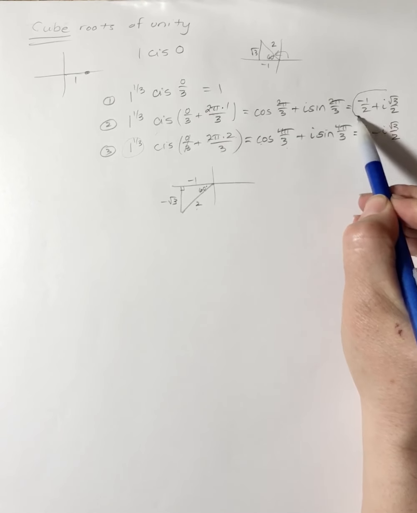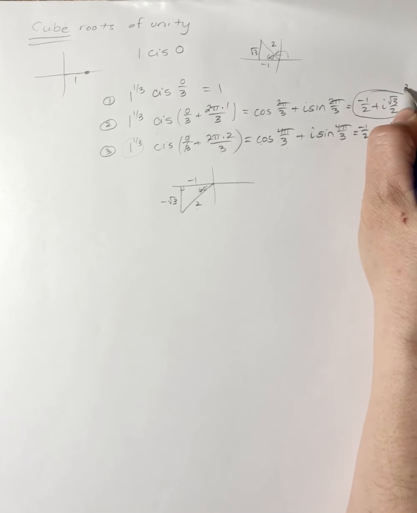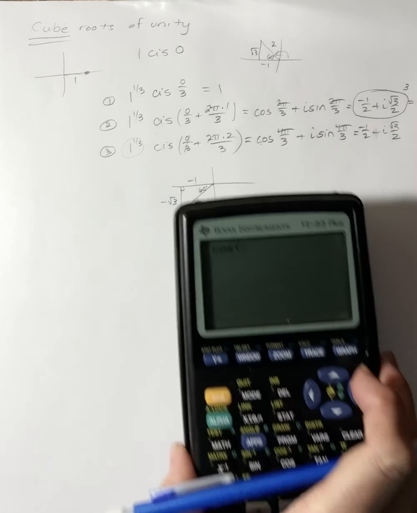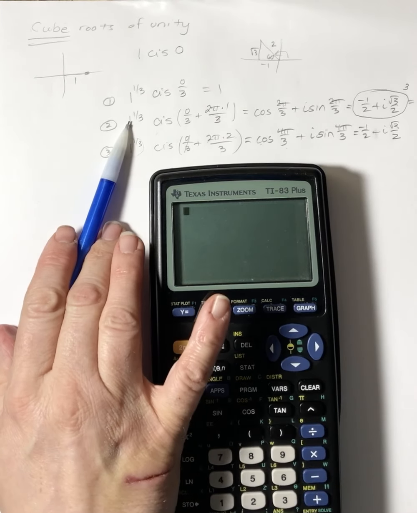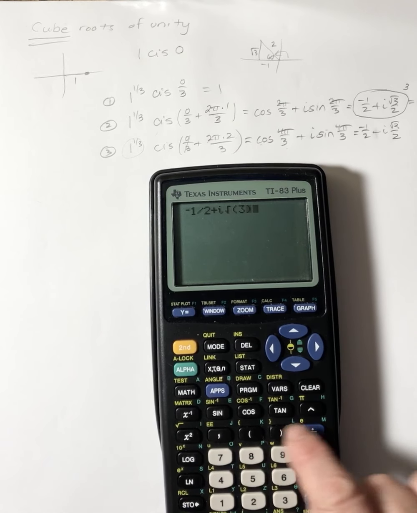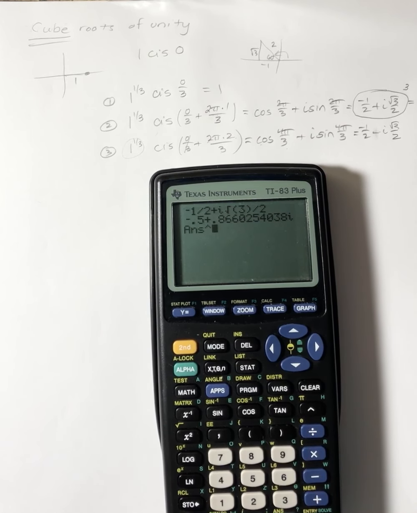So if I took this to the third power, I should get 1. So I can check my answers, because if we're finding the roots, it's just like the square root of 4 is 2. If I take 2 squared, I get 4. The square root of 25 is 5. If I take 5 squared, I get 25. So if I take a -1/2 plus i square root of 3 divided by 2, and I take that to the third power, I get 1.